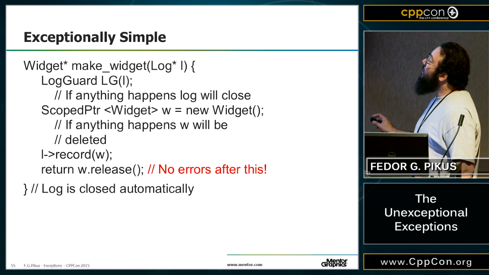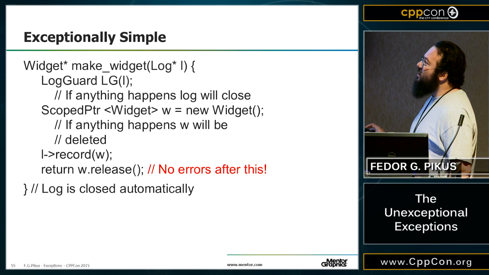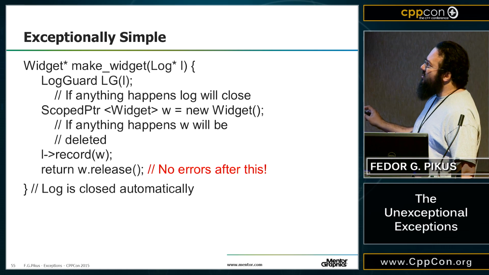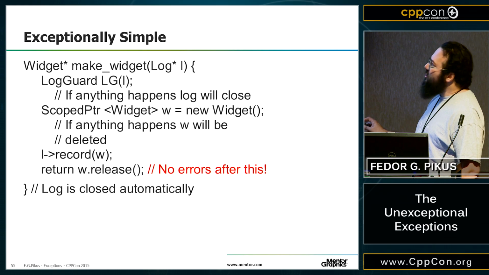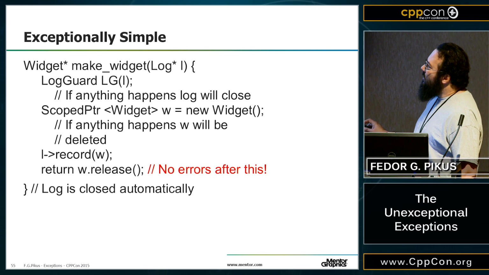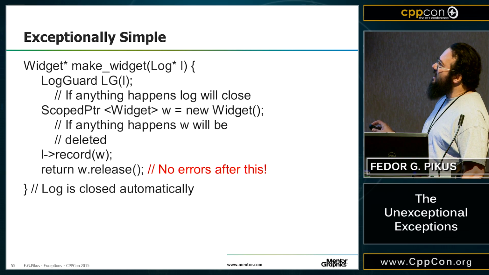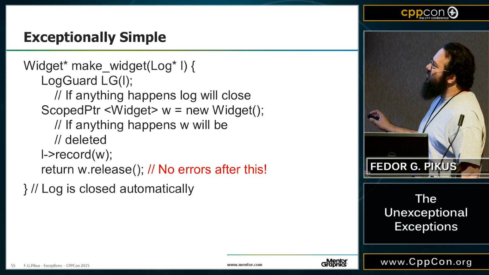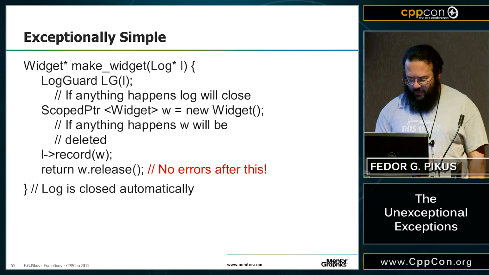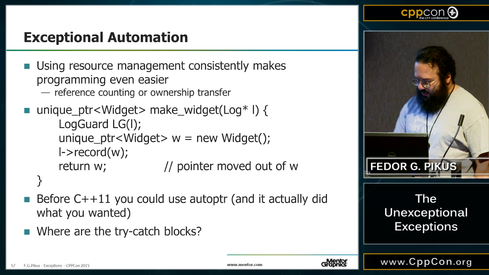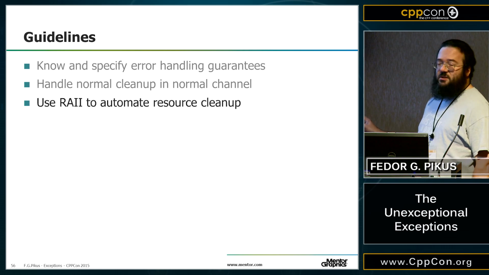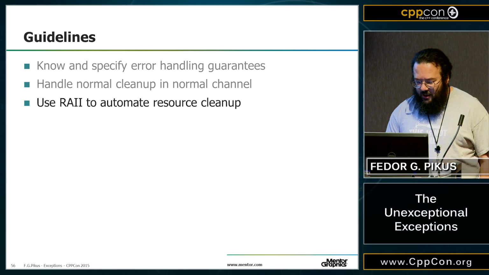Okay, so at the point where we have to release ownership, where we survived up to here, errors did not happen. If we didn't survive, the destructors of both of these would do the cleanup. We survived up to here. Now it's time to relinquish our ownership of the widget. So we can return the release. The important part is basically there shouldn't be any errors after this, at least not the ones that would force you to delete the widget, because at this point we gave up the ownership. Well, the guideline: use the resource acquisition is initialization paradigm to automate resource cleanup in both normal and exceptional channels.